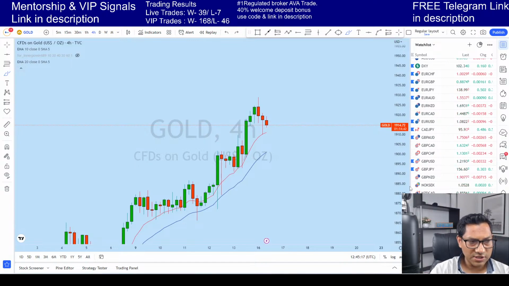Okay guys, so this is the situation with gold. I think there is still probability for the reversal on gold, and if we see that that's happened, as we discussed, we will be jumping on a trade.